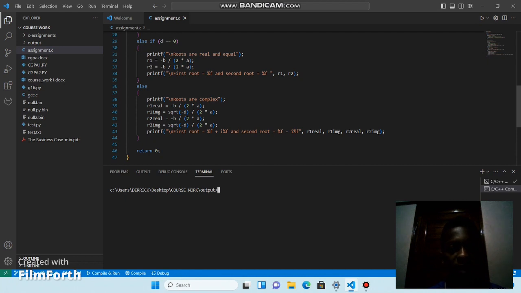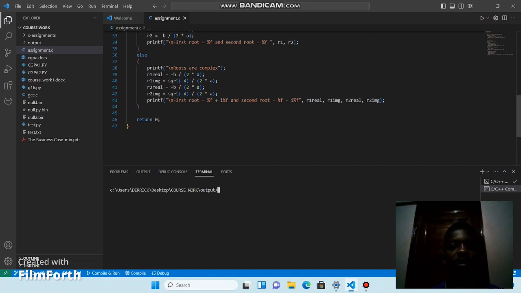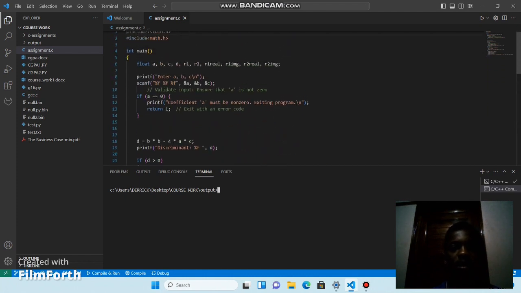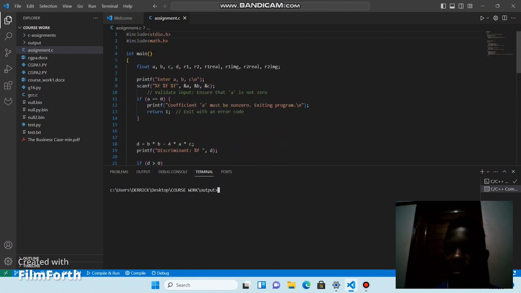So after that it shall print the first root, real and imaginary part. And then after all this, we shall return 0 at the end of our code. So now let us try to run the code and see if it runs. Let us first proofread our code and see how it goes. So this is it.